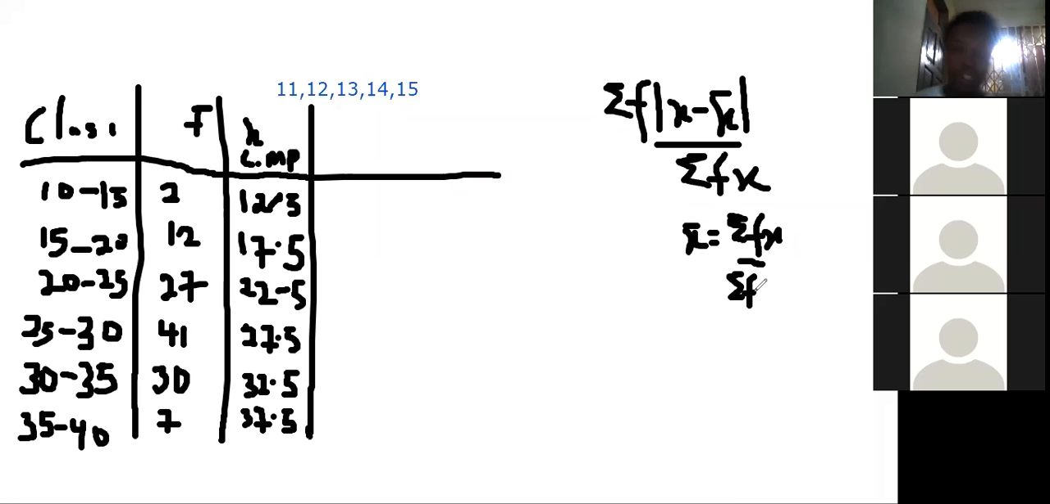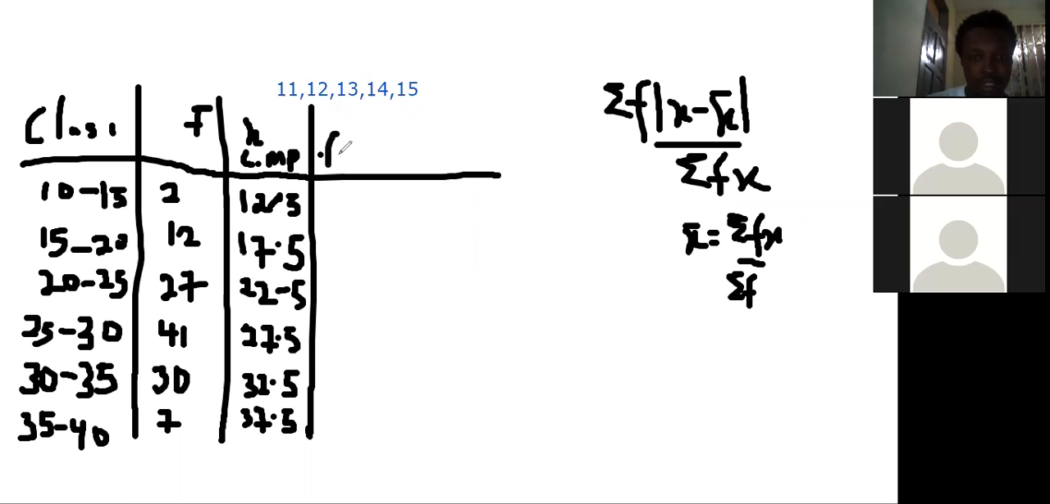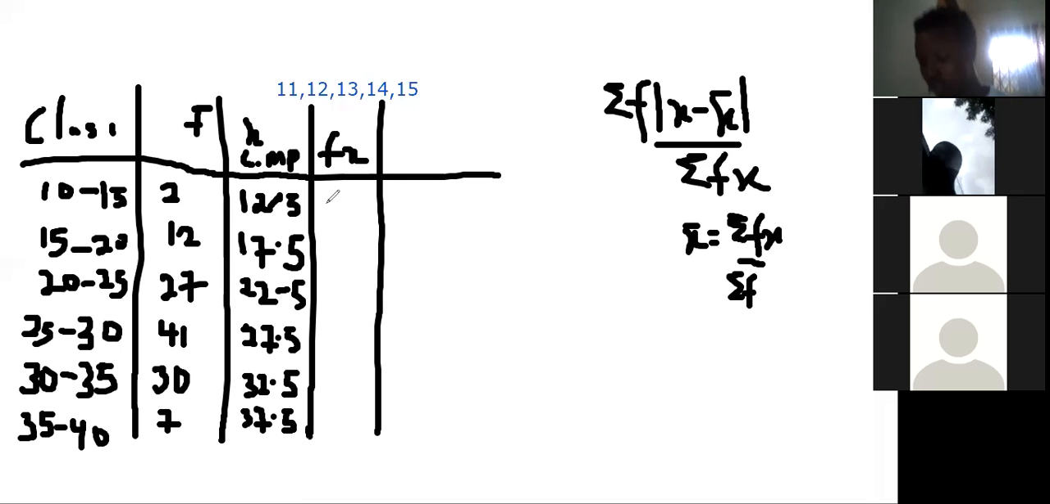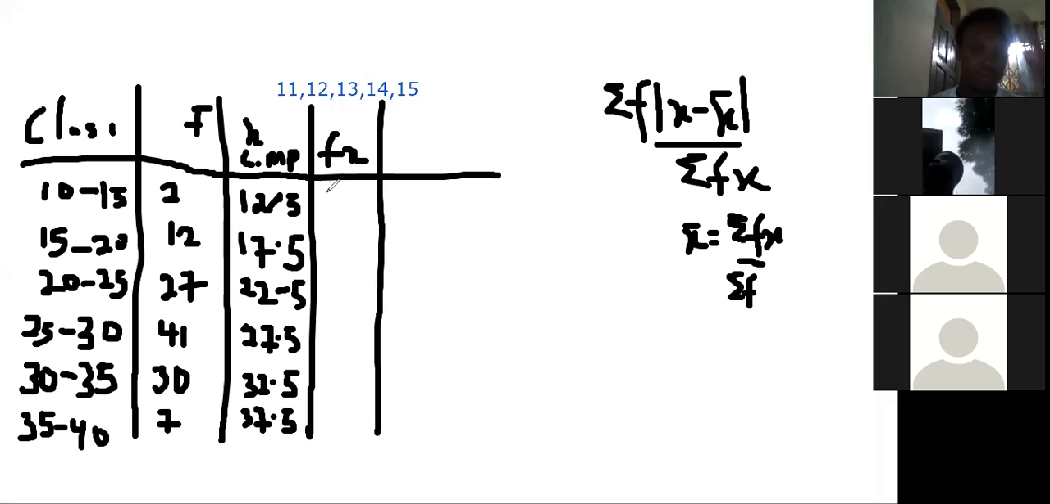So fx, please do it. Let's find the mean. I don't want to write fx here, or if better still, let's do fx. So fx will be 2 by this. Please do the mathematics. 2 by this will give us what? 25. So this will be 25.